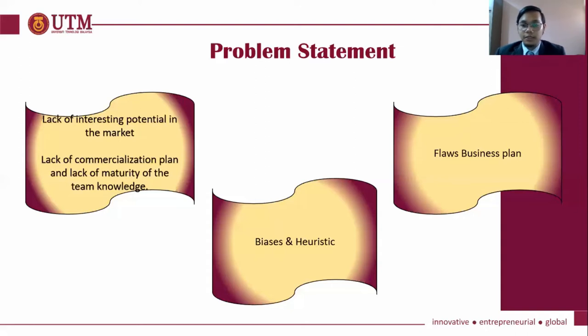The last problem is flaws in the business plan. When the venture capital is reviewing the proposal and the business plan, they might find something inconvenient, such as the budget allocation is not relevant, where they require too high an expenditure when the product should cost lower, as stated in the proposal. So this might be the problem that requires the evaluation criteria to be used by venture capital.